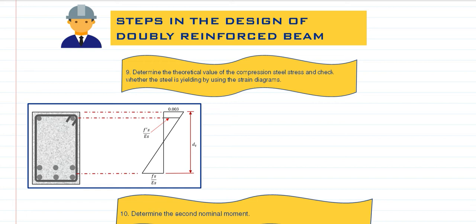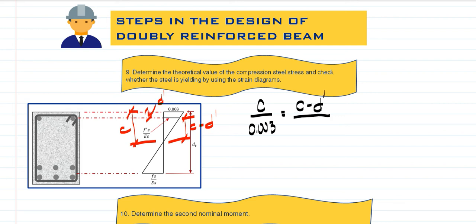Then, dun sa part naman ni compression steel stress, kailangan natin i-validate kung mag-yield yung steel or hindi dun sa design process. So, to determine that one, syempre, using the strain diagram, we know na yung height nito is a value C. Tapos, we know that this one is a D prime. Then, we also know that this value is a value C minus D prime. So, using similar triangles for this step number 9, we can have C over 0.003. That is equal to a value C minus D prime over the strain, which is ito. So, that is F prime S over ES.